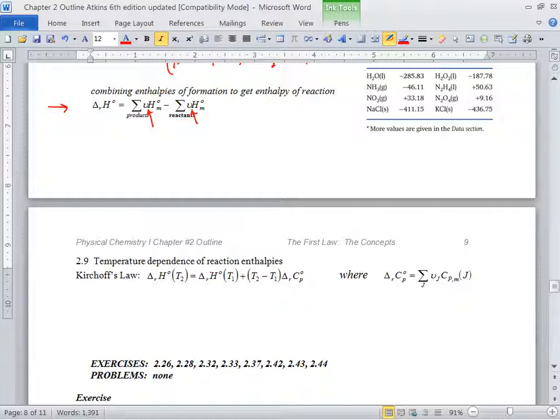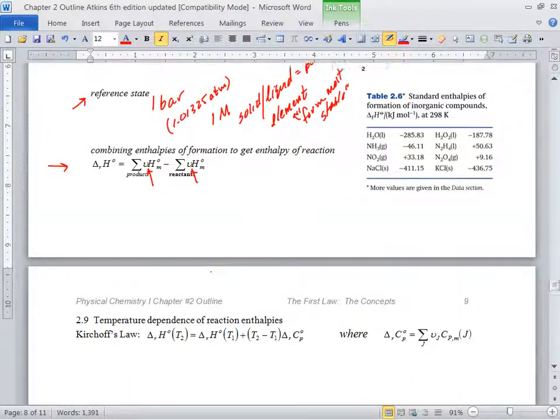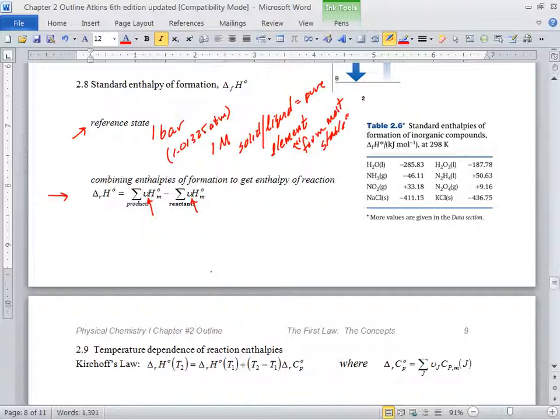All right, let's just practice one. Let's write the standard enthalpy of combustion for C5H12, pentane. How would you write the standard enthalpy of combustion for pentane? Pentane's a liquid at room temperature. What was the question? Write the standard enthalpy of combustion for this compound. Just make sure we're all on the same page here.